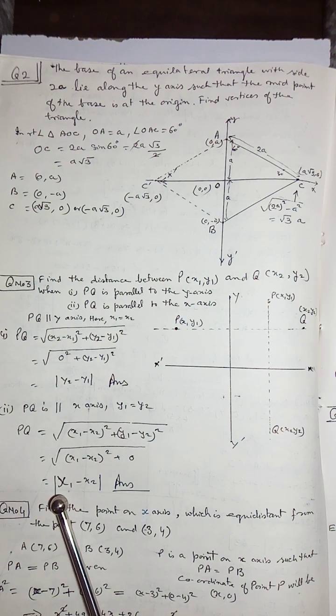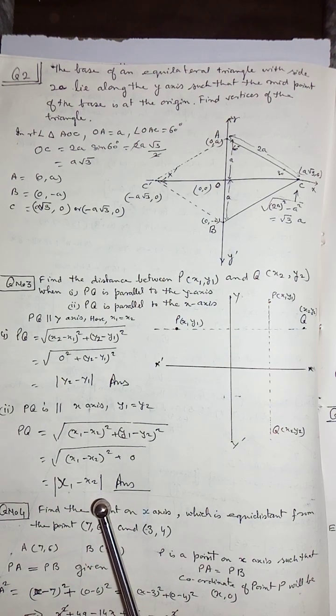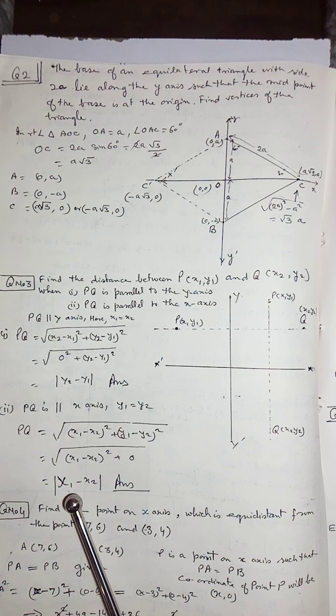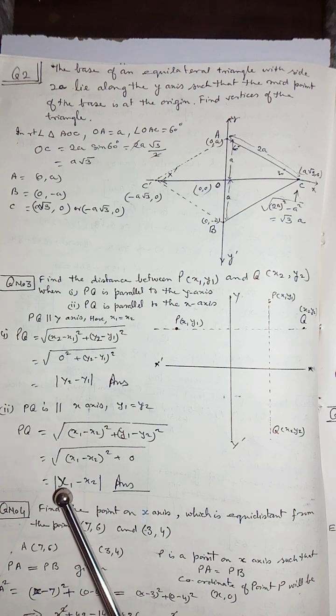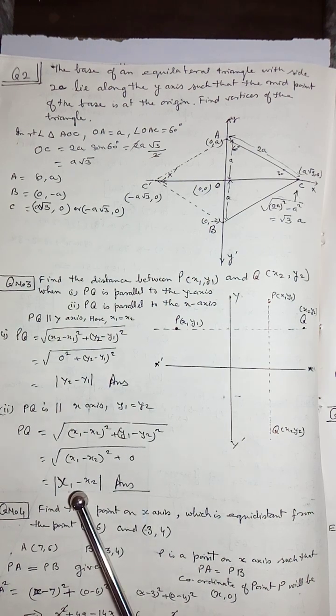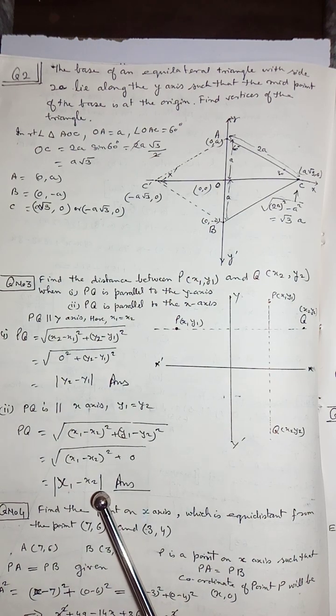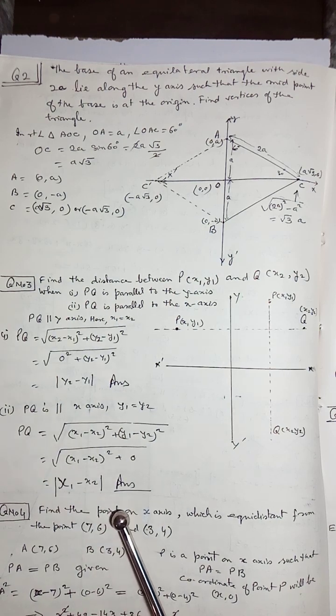Here mod of x1 minus x2 will be taken because it may be positive or negative. In both the cases, its value will be always positive. Just while putting the sign of modulus, the output of it will be always positive because the distance is always taken in positive.